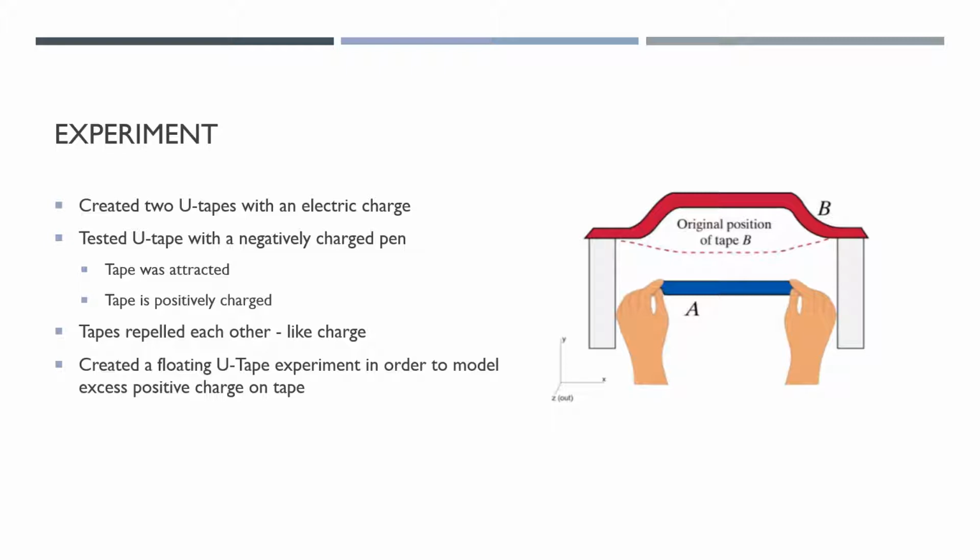The main part of the experiment was set up by taking tape B and placing either end on a book, leaving the middle hanging down low. Then tape A was brought to the underside of tape B, causing it to essentially float in the air. The electrical force from tape A was acting on tape B and causing it to float.